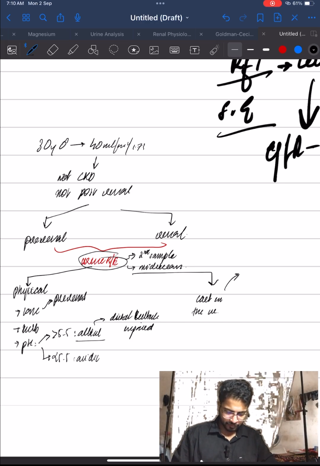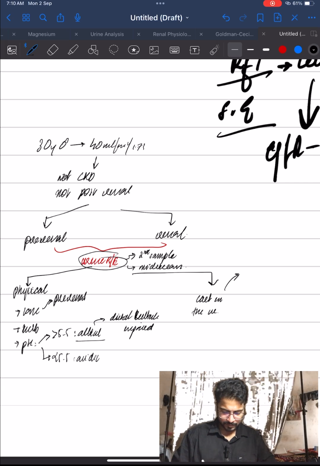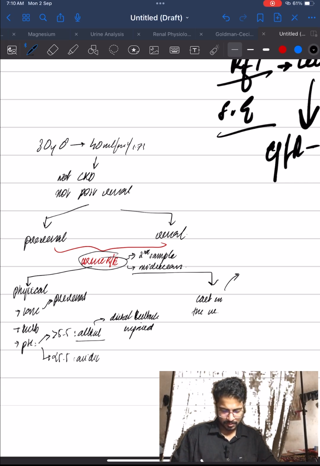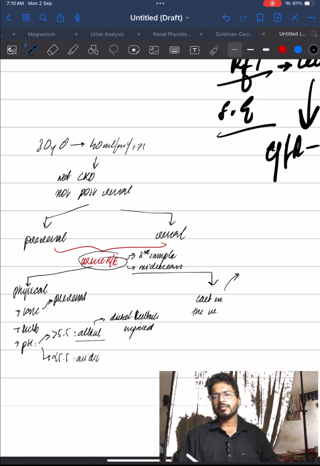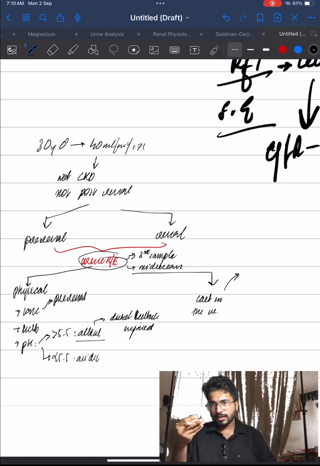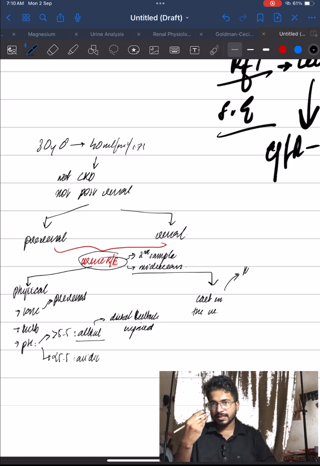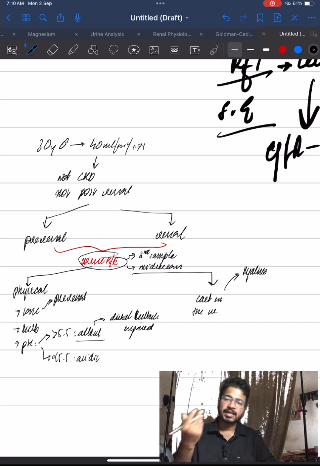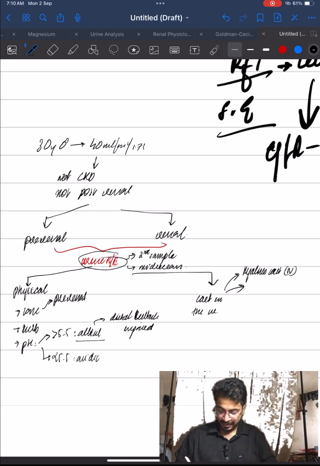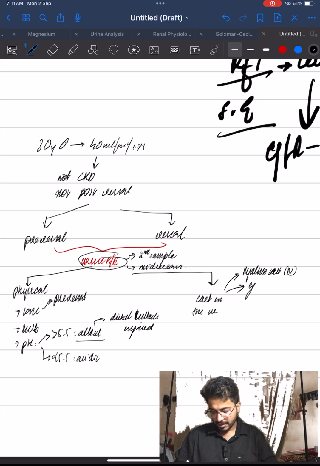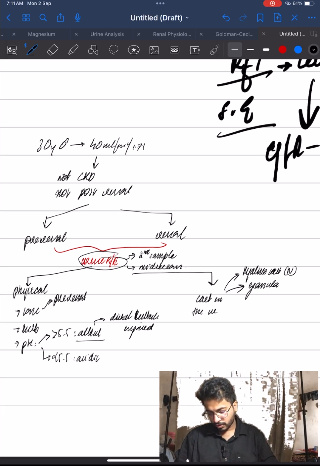Now we will be looking for any cast in the urine. Casts: basically the Tamm-Horsfall protein getting mixed with RBC or WBC will produce a cast. The Tamm-Horsfall protein alone will cause a hyaline cast, which is very well normal in a patient. Hyaline cast is normal in a patient.